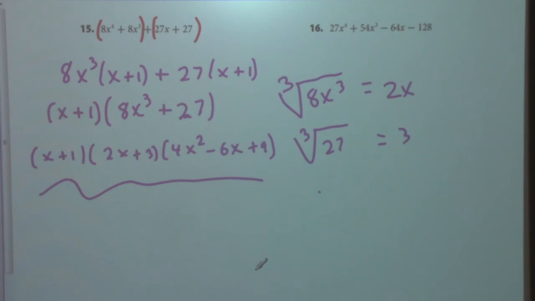Okay, good work. Go ahead and look at number 16. What I'm going to do for this one is rewrite number 16 a little bit to maybe help. I'm going to factor out a minus sign. So I'm going to say 64x plus 128. That should be somewhat helpful, I hope.